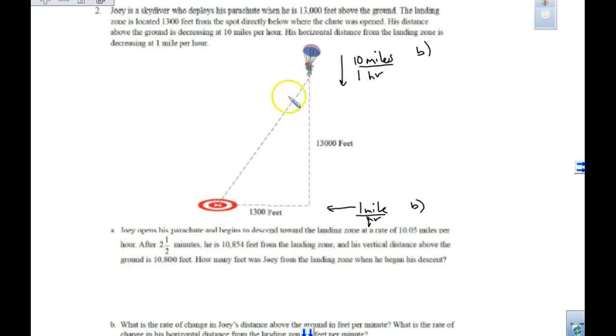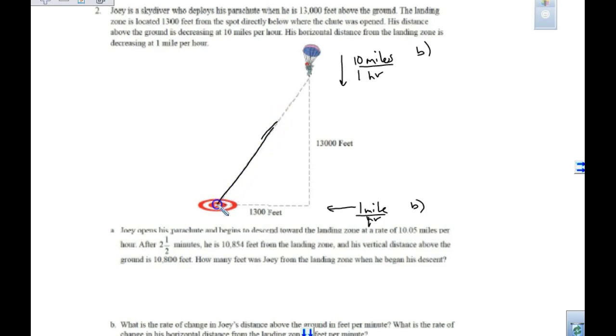That's all we can put in from our picture. They already gave us the 2 distances. It says Joey opens his parachute and begins to descend toward the landing zone at a rate of, not 10.5, 10.05 miles per hour. After 2.5 minutes, he's at 10,584 feet. Where is that 10,584? Is that going down here or is that here? Diagonal or down? How are you falling? Diagonal. Not fully.